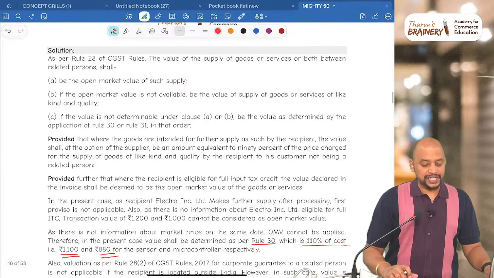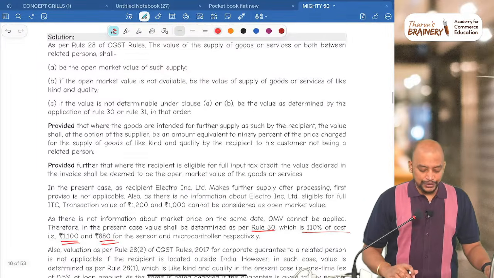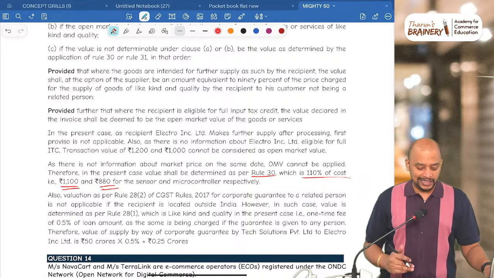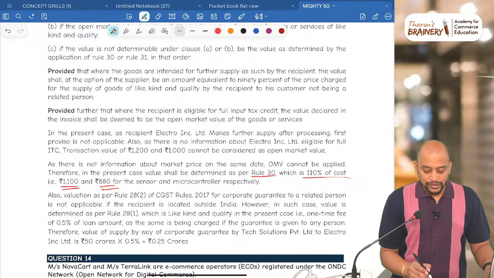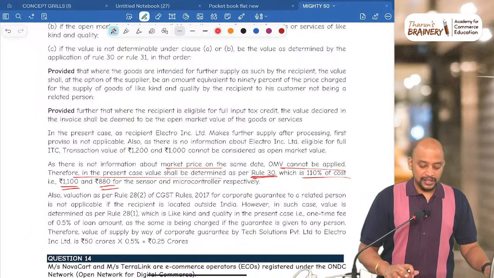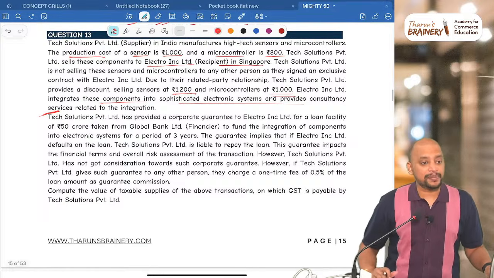And first you need to write the rule. After writing the rule, you need to tell why in this case resale price should not be taken, and thereafter, as there is no information about market price, OMV cannot be applied. So we are going with Rule 30 like that. Okay. Next, look into the second paragraph.